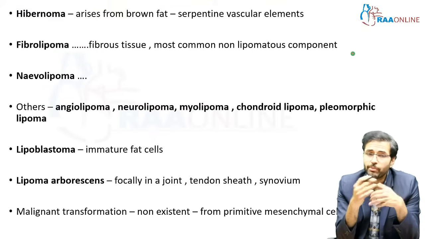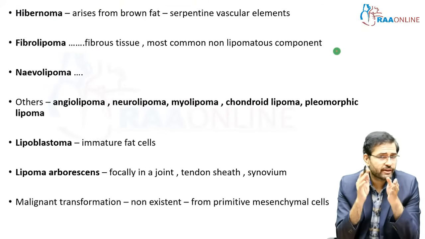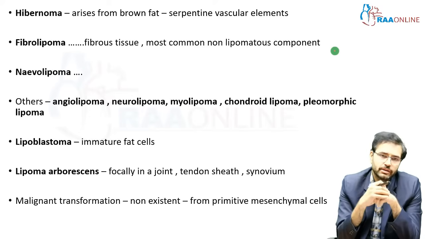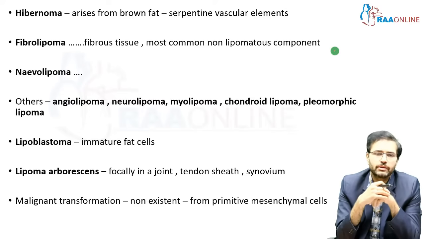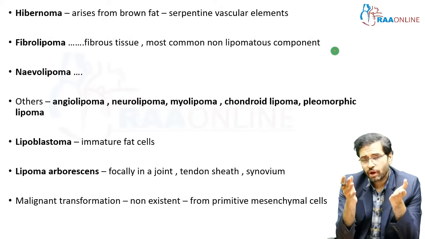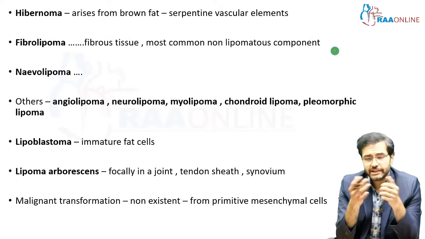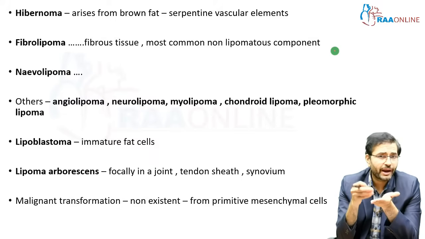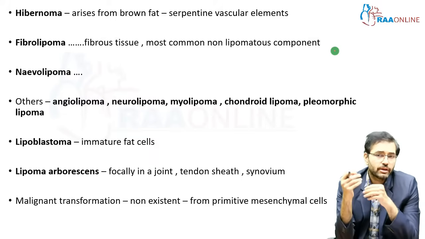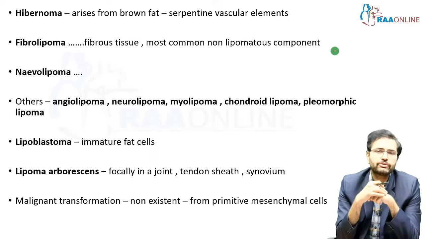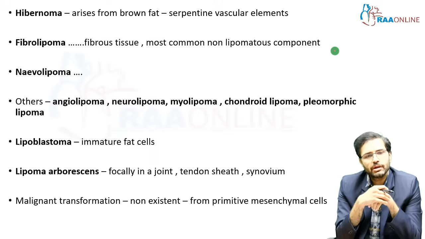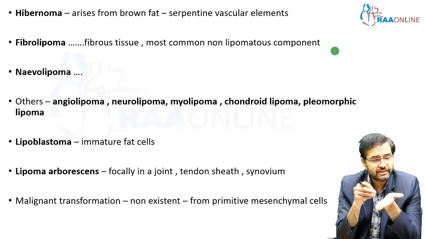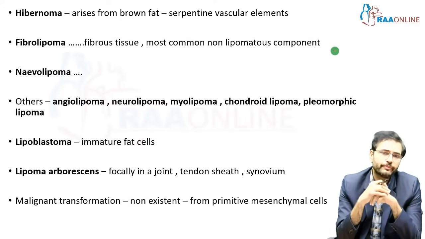Now, if you have a lipoma arising from brown fat, it is characteristically called a hibernoma. It is characterized by the presence of serpentine vascular elements. Even though the most common swelling is a lipoma which contains only fat, sometimes you can have non-lipomatous components in it as well. The most common non-lipomatous component of a lipoma is fibrous tissue, and in such cases the lesions are called fibrolipomas. If you have a lipoma with telangiectasia, it is called a nevolipoma.